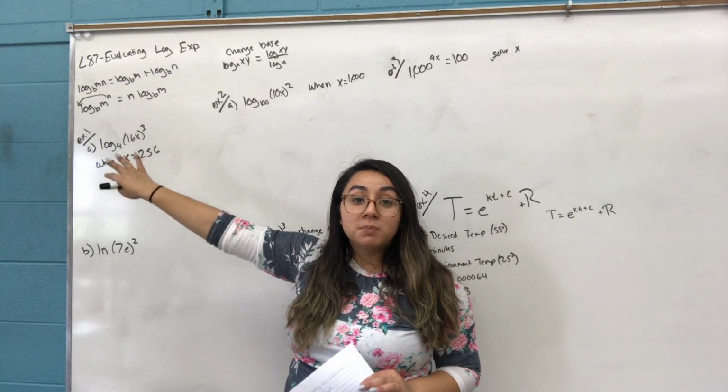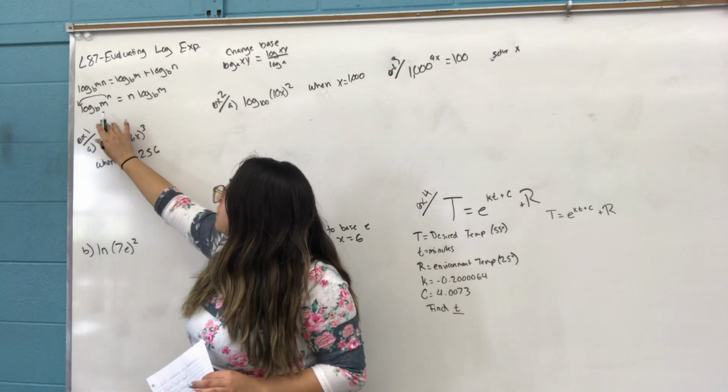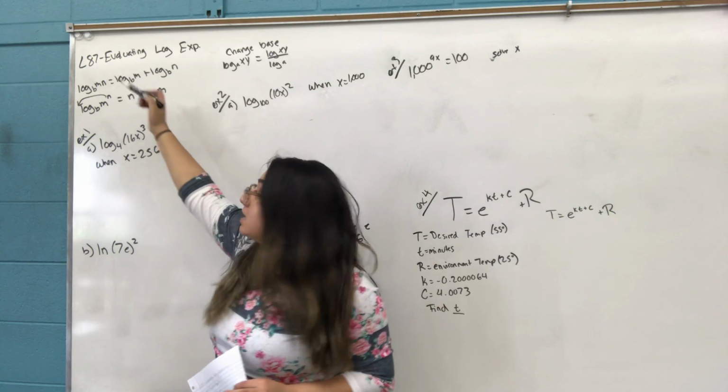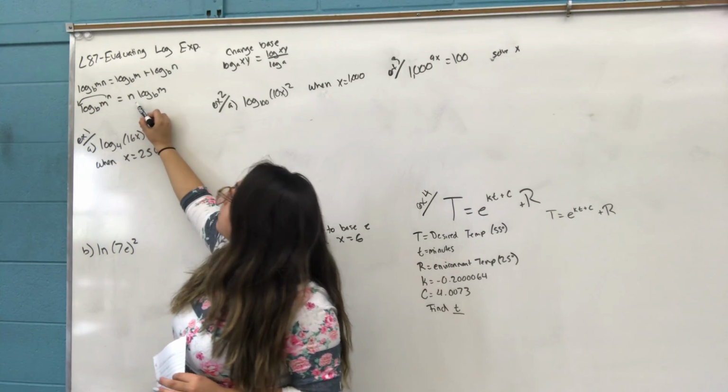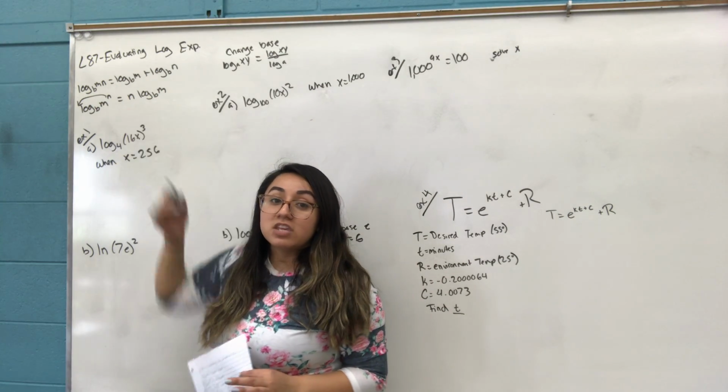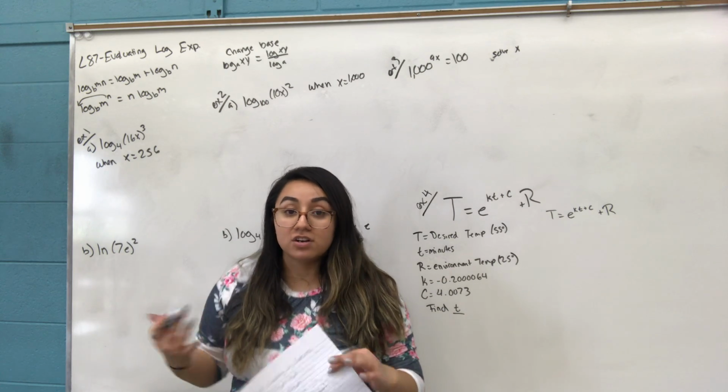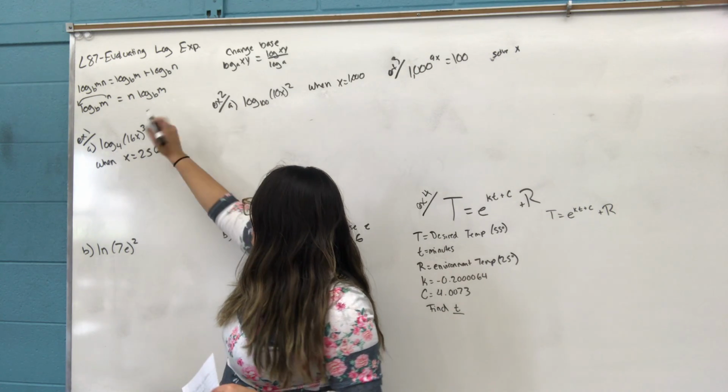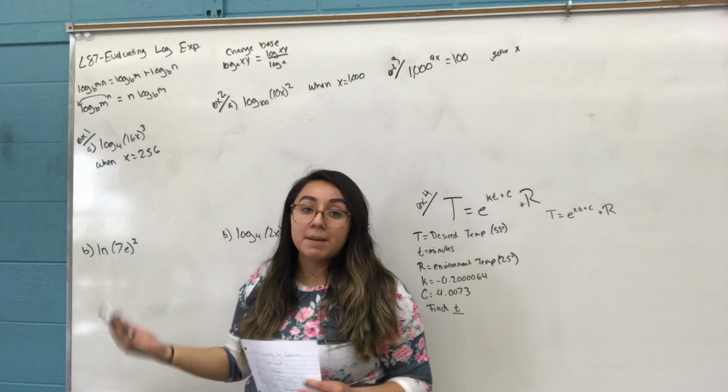Whenever you have an exponent, so log base b of m to the n power, the exponent now becomes a number in front. It's multiplying into the whole thing. You have to expand it on your own. So here, n times log base b of m.